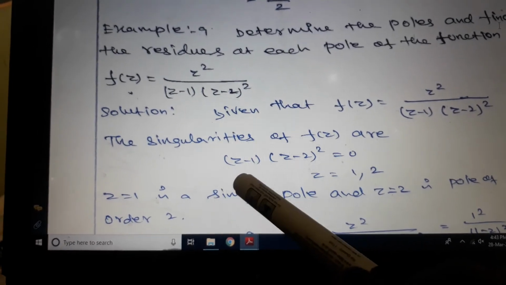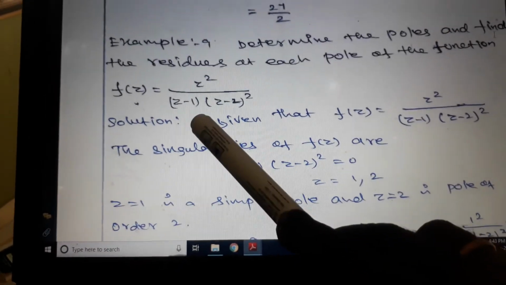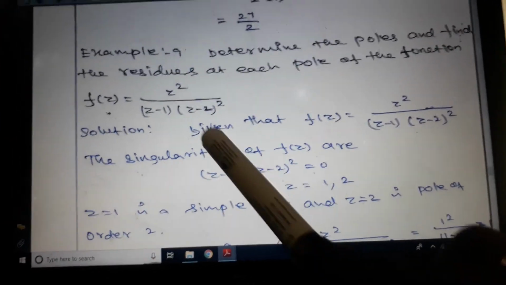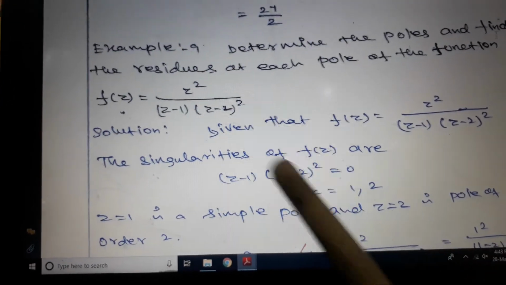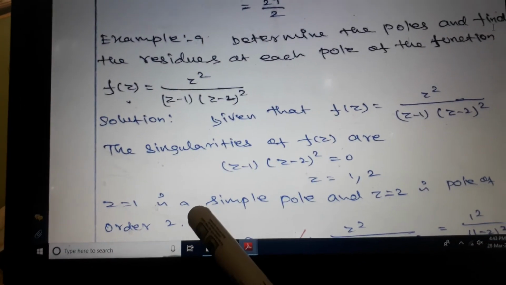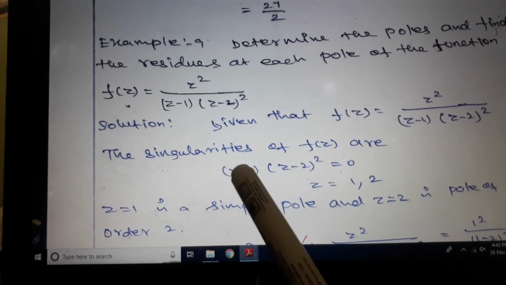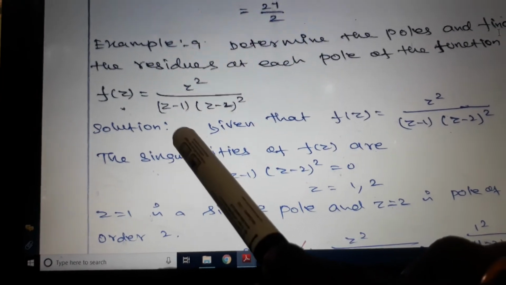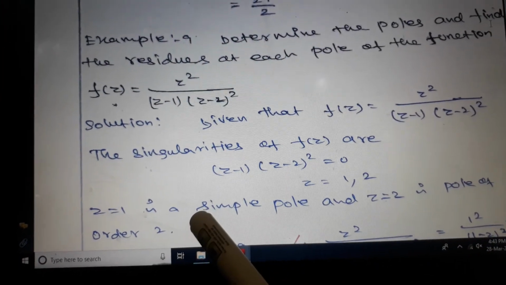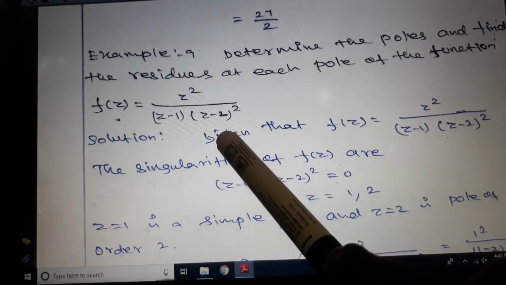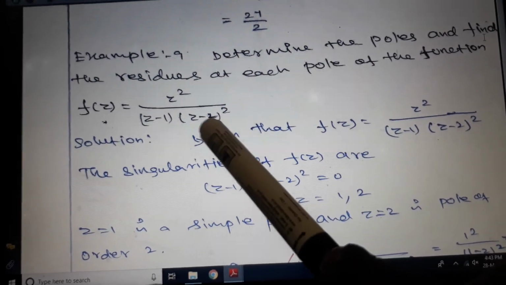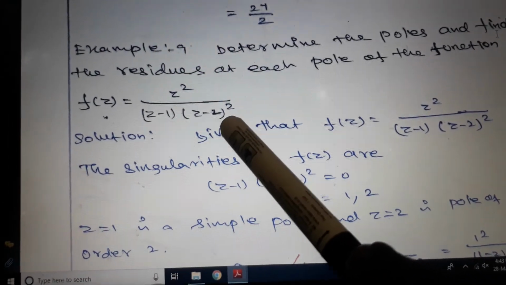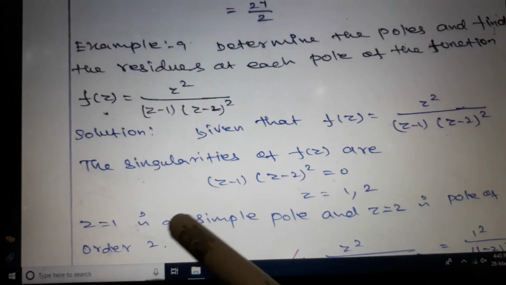The power of z minus 1 in your f of z is 1, therefore z equal to 1 is a simple pole. And the power of z minus 2 is 2, therefore z equal to 2 is a pole of order 2. So if you put z equal to 1, the denominator becomes 0, the power of the bracket is 1, therefore z equal to 1 is a simple pole. If you put z equal to 2, the denominator becomes 0, the function does not exist at that point. The power of z minus 2 is 2, therefore z equal to 2 is a pole of order 2.